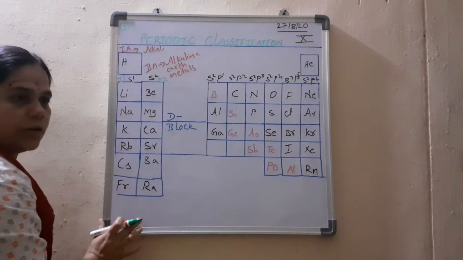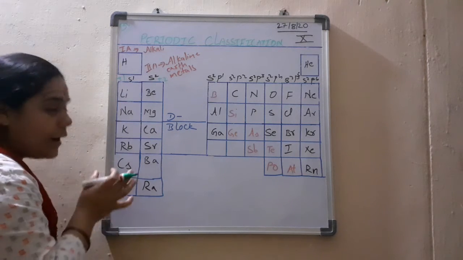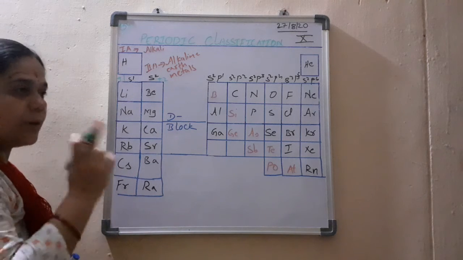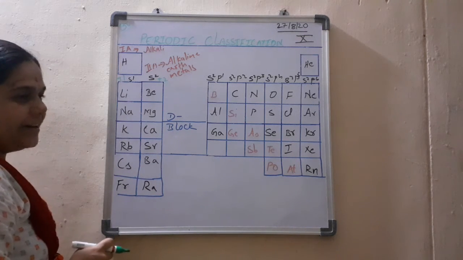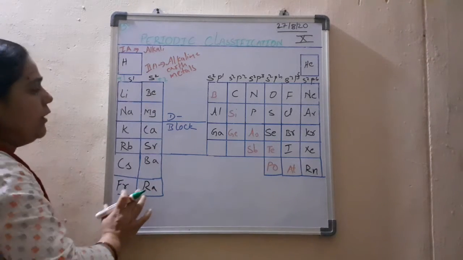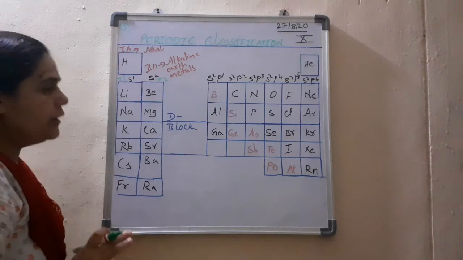Otherwise, both are what, children? Metals. And why are they metals? They have a tendency to give electrons. That is one of the criteria. Another criterion is that these are all solid in nature. Most of these are solids in nature.